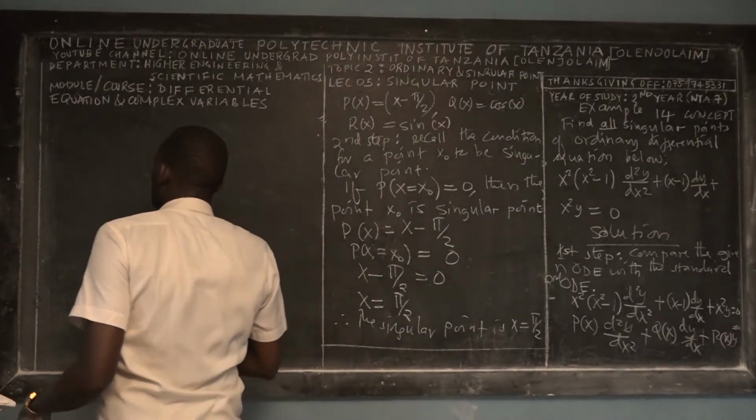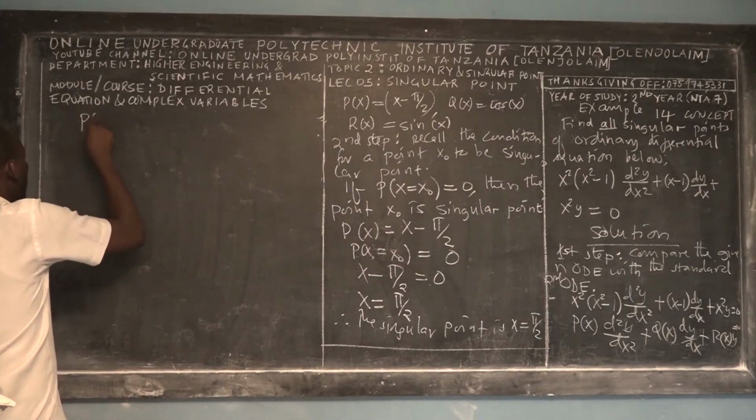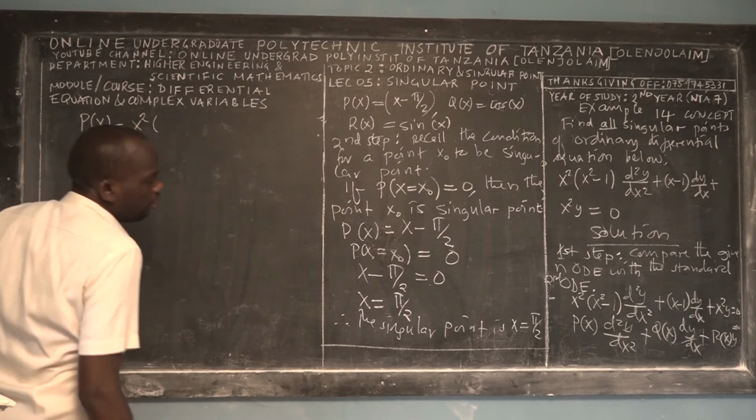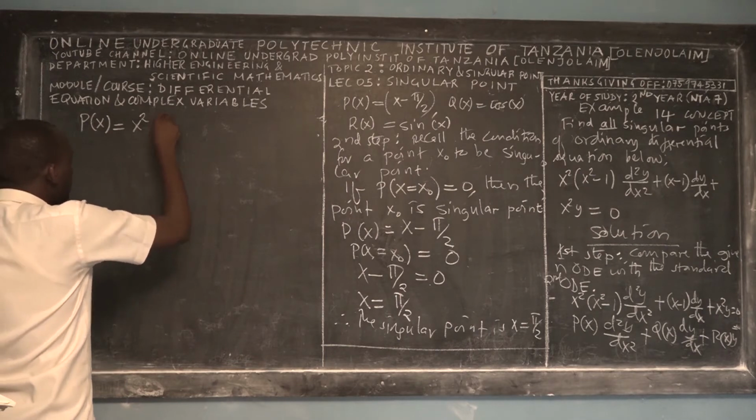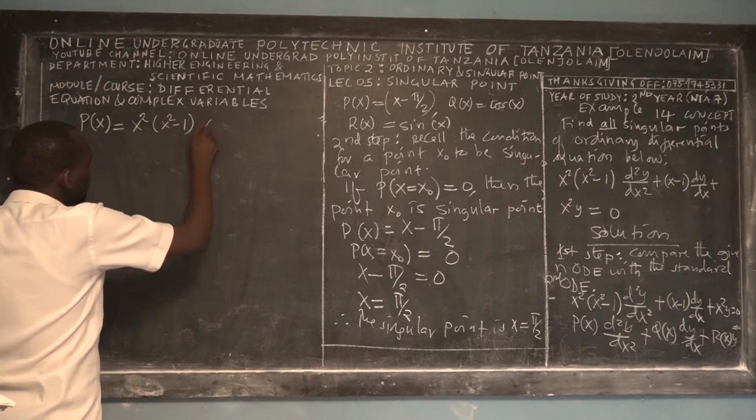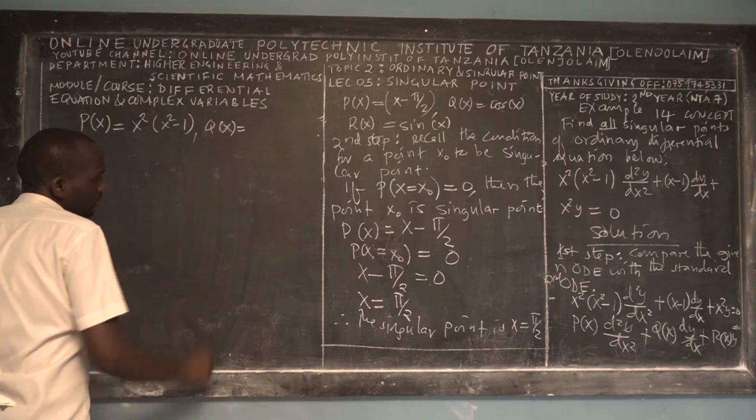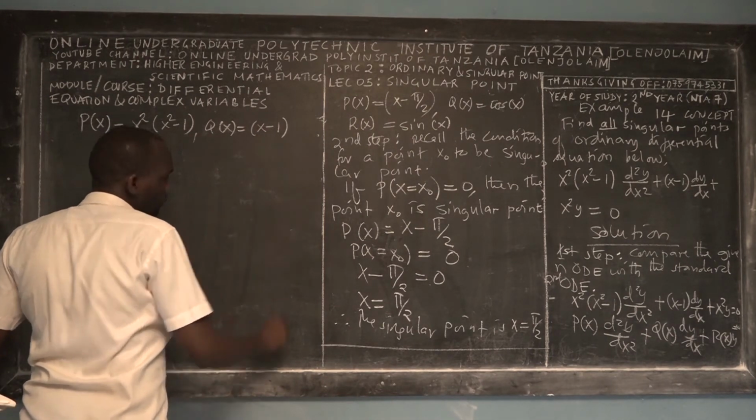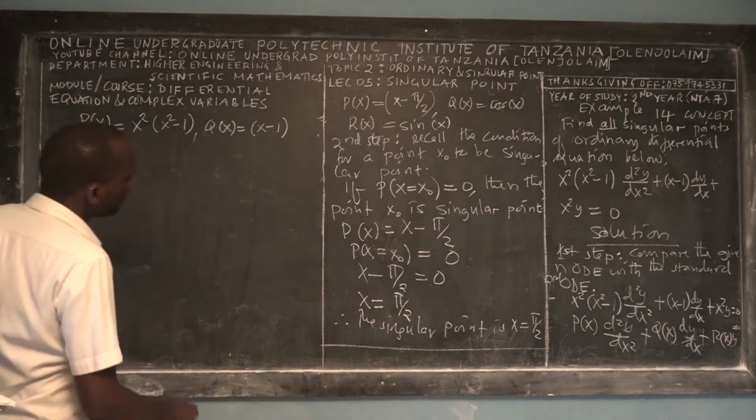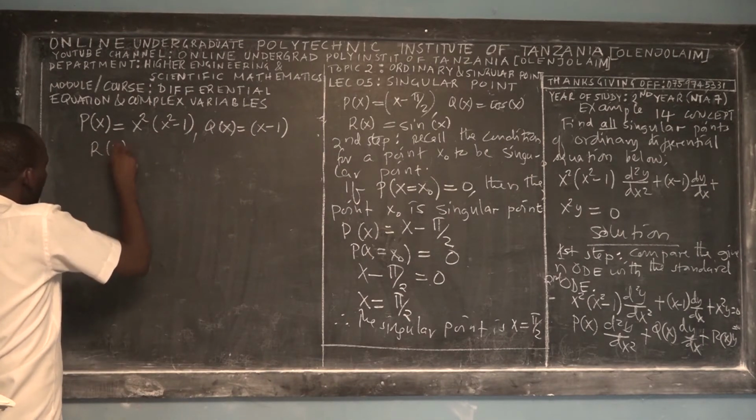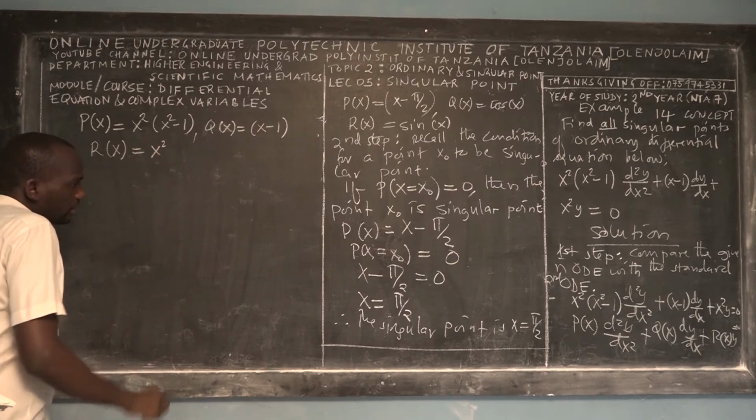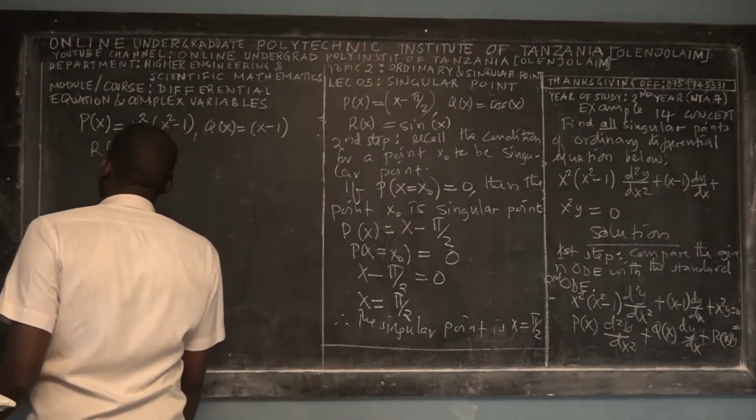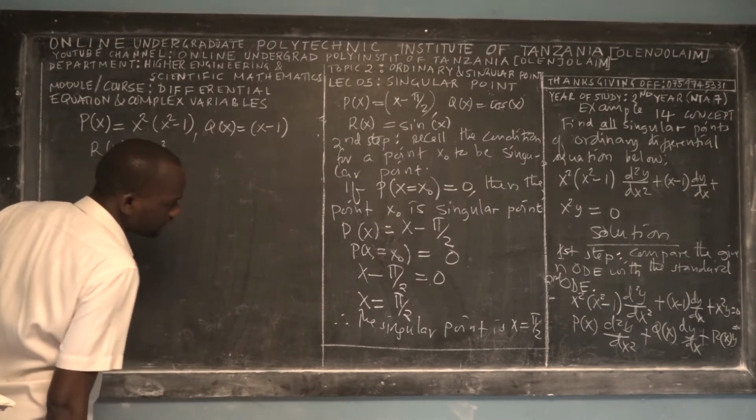Okay? So if you do compare, you find p of x is equal to x squared, then you open bracket x squared minus 1. Then q of x, this is equal to what? Is equal to x minus 1. Then you have r of x. R of x, this is x squared. And r of x is equal to x squared. Right? So that's the first comparison.